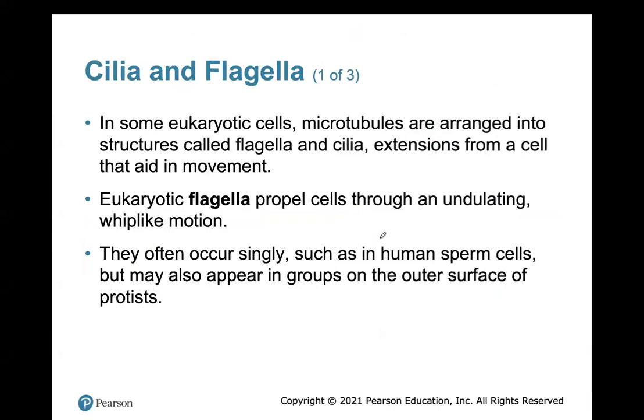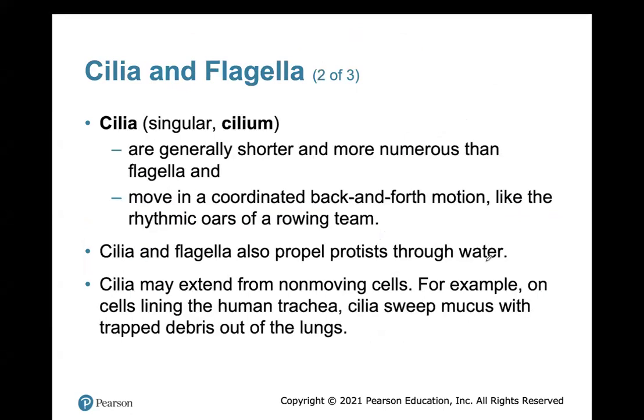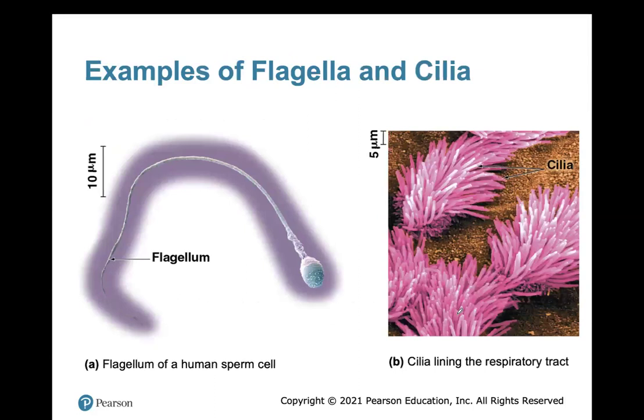Flagella will propel the cell in a whip-like motion. The only human cell that has a flagellum is the sperm cell. Cilia are shorter and they move in a coordinated fashion. They also propel protists through water, and cilia may extend from non-moving cells. For example, in the human trachea, cilia help to sweep mucus with trapped debris out of the lungs. So there's a look at flagella and cilia lining the respiratory tract.